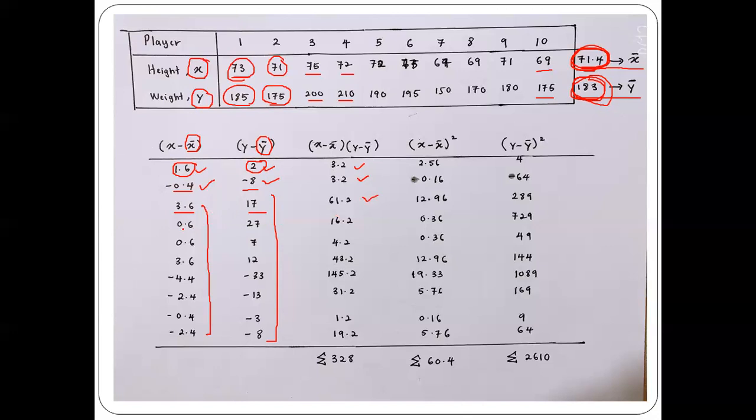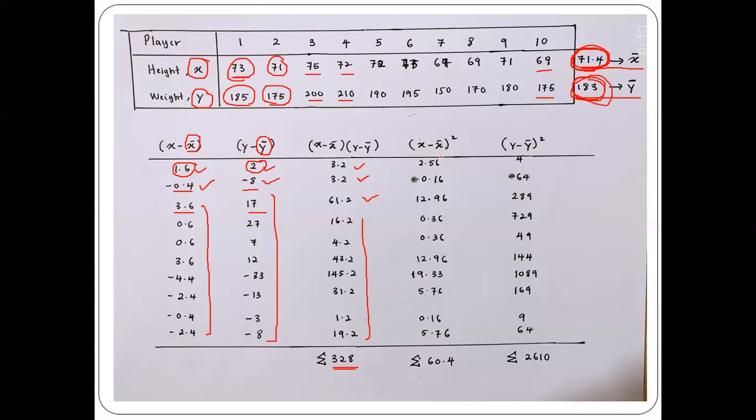Do the rest for all these values. Continue to multiply the value of x minus x bar with y minus y bar. And then you total up all these values, then you will get the total value is 328.